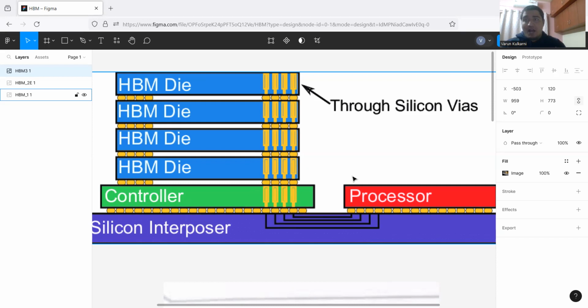Number three, high bandwidth. The name high bandwidth itself suggests that the bandwidth, that is the amount of data which can be transferred, is very high. Number four is reduction in power consumption. Now, since the overall distance has reduced, that is the reason why the overall power needed also has reduced.